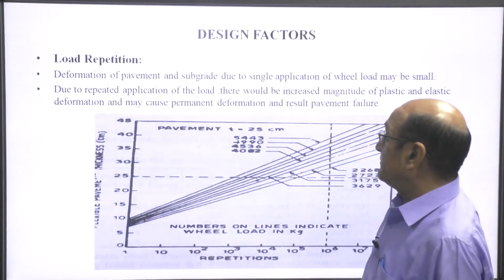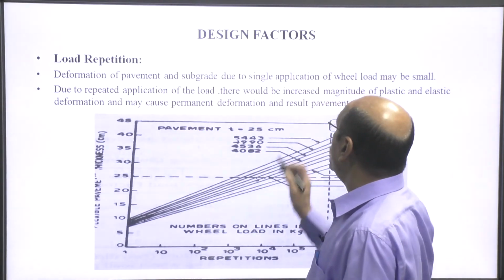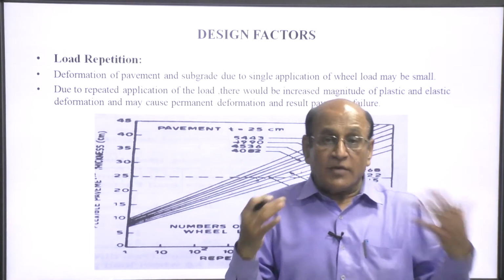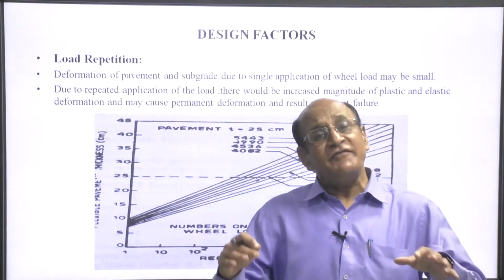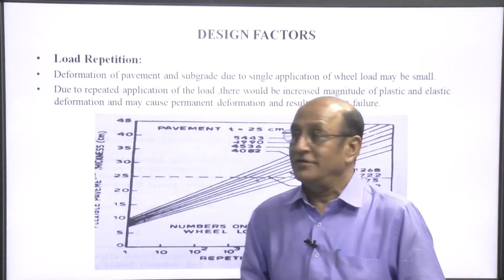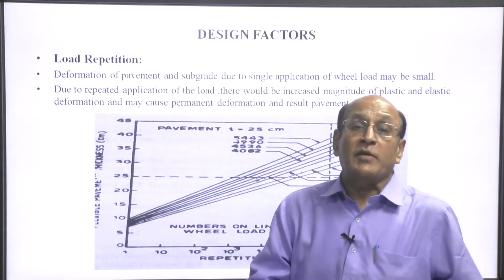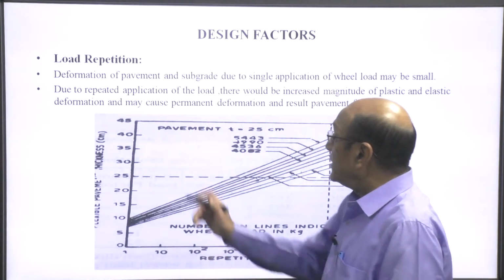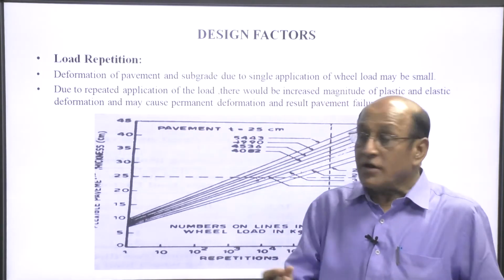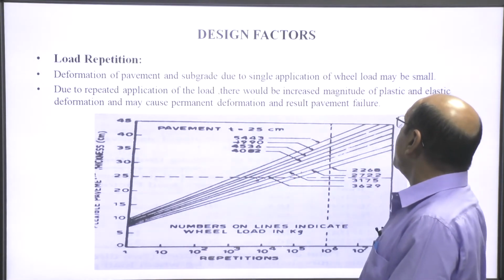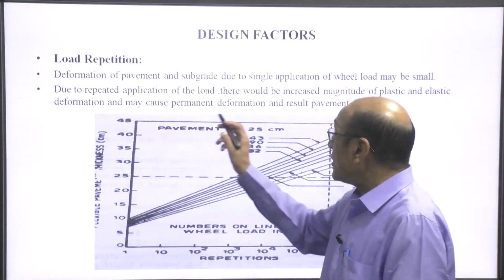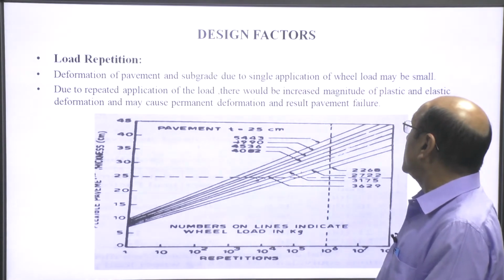This is the load repetition. Deformation of pavement and subgrade due to a single application of wheel load may be small. Means suppose a vehicle is going on the road, and even if it is overloaded, there will be no damage on the pavement surface, and there will be no deformation of the pavement surface. Due to repeated application of the load, there would be an increase in the magnitude of plastic and elastic deformation, which may cause pavement deformation and result in pavement failure.